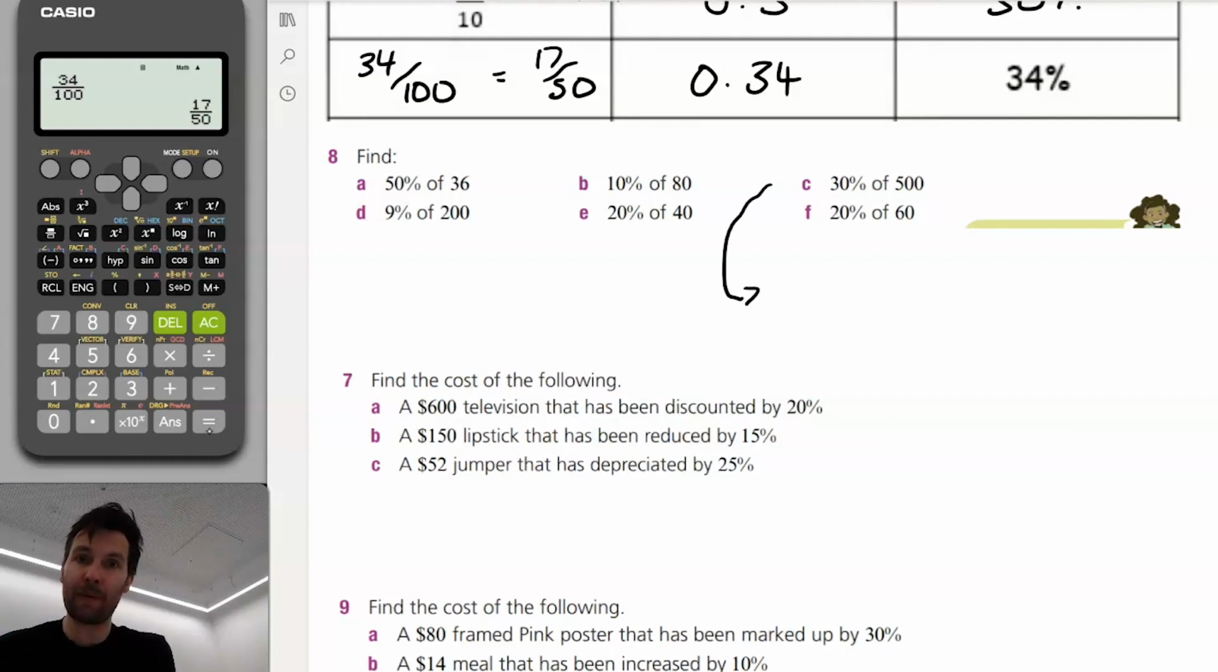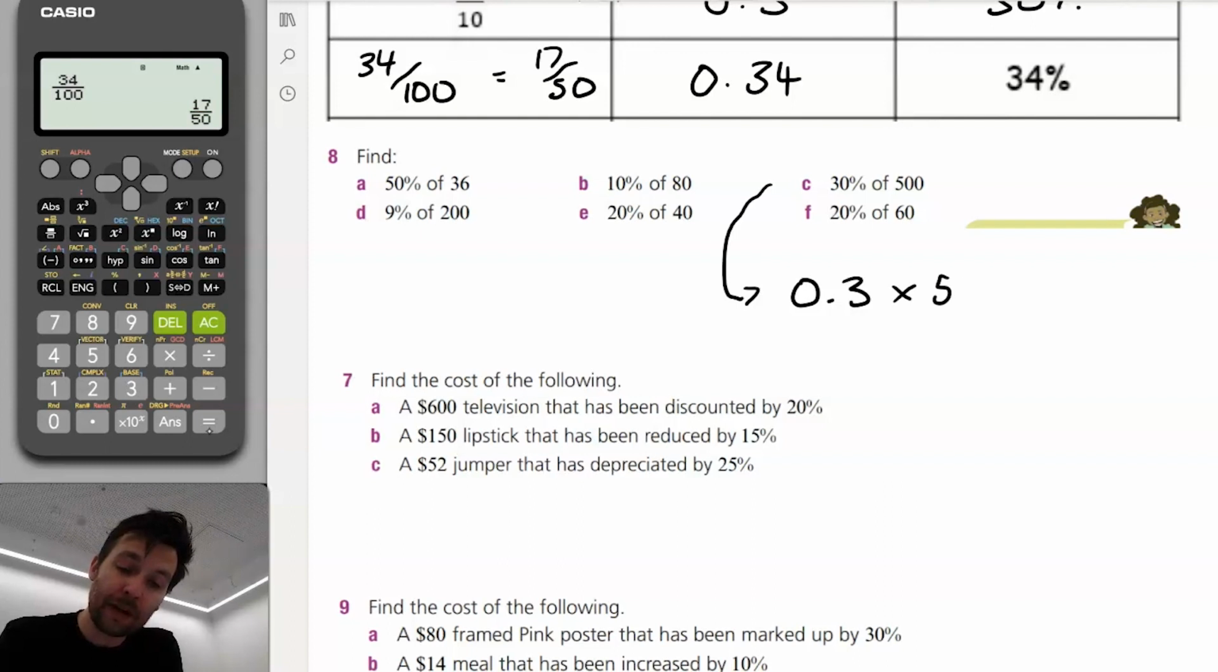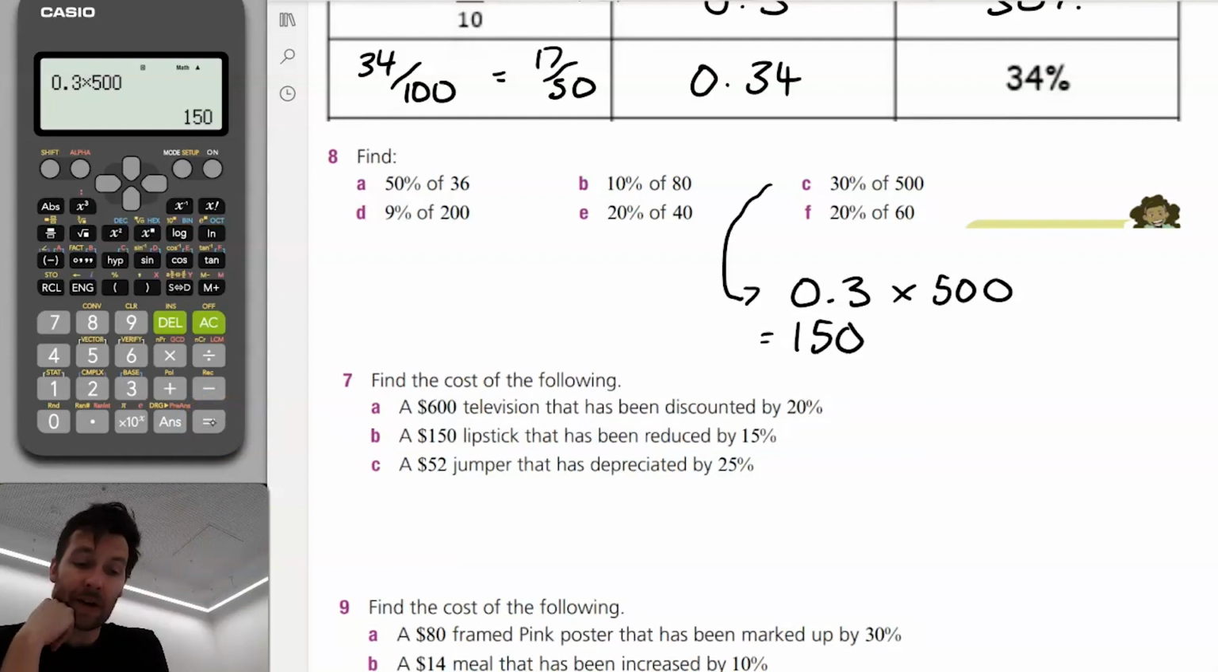So using what we've learned before, 30% means 30 out of 100, which as a decimal is 0.3. Now, if I'm finding 30% of 500, if I times that 0.3 by 500, I'll do this on my calculator just to show you how it works. 0.3 times 500, that gives me 150. That's the easiest way, if you've got access to your calculator, of finding the percentage of a number.